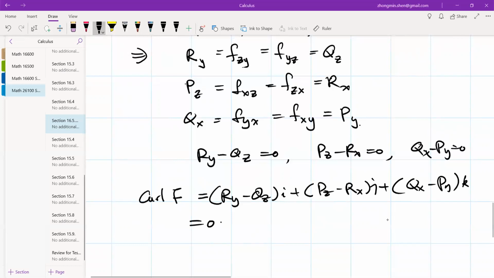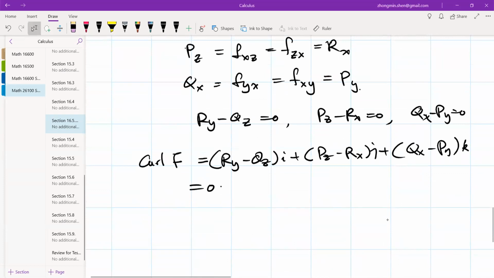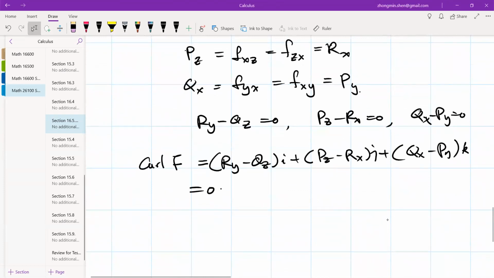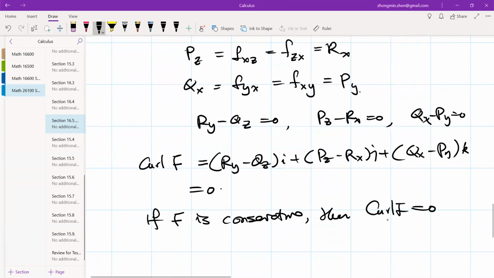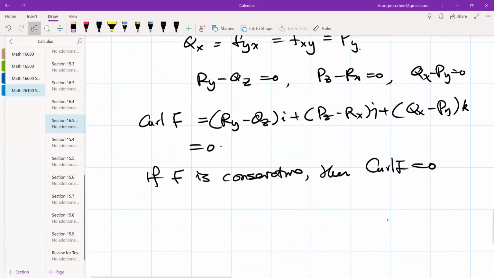All right, so let's summarize what we discovered. By definition, if F is conservative, then the curl of F is going to be 0. That's a necessary condition. It's much easier to denote it this way instead of listing 3 equations.